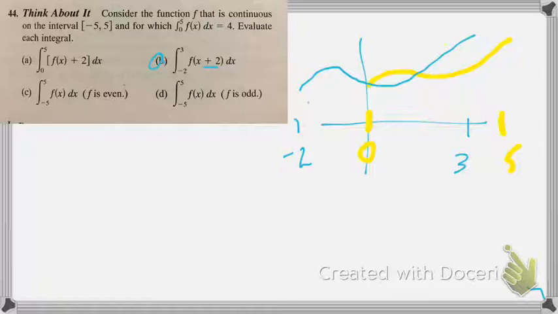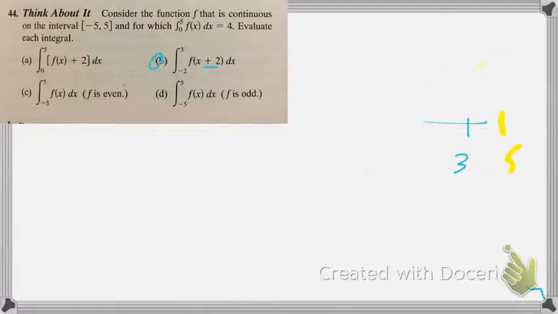And so the function got shifted back. Our bounds got shifted back. So what's the answer for B? 4. It's the same exact area that we were looking at before. It just got moved. No big deal. What questions do you guys have on that one? All right. Moving on. Take a look at C.